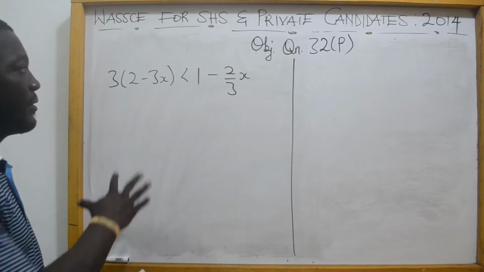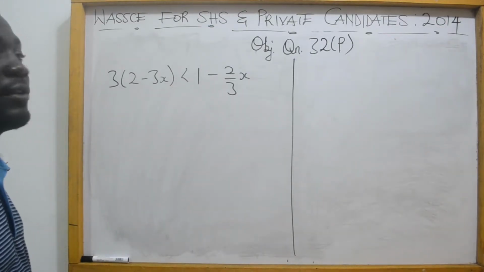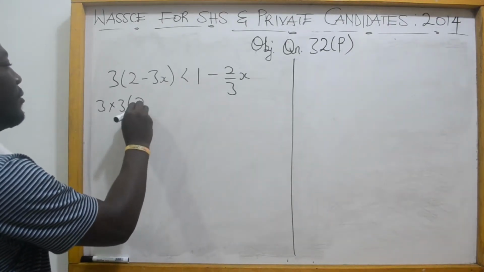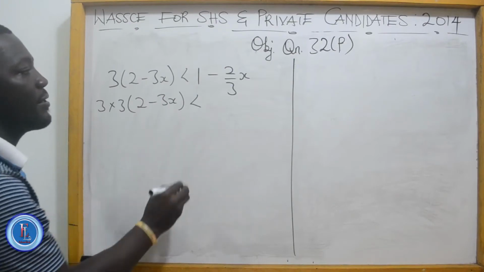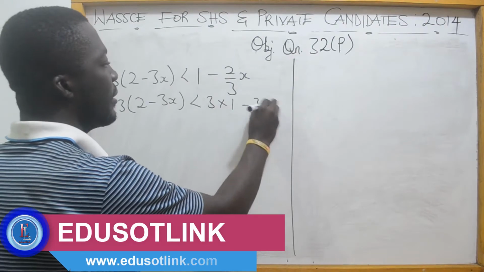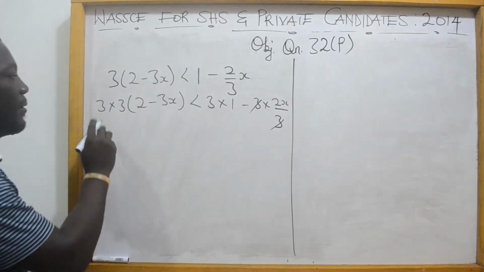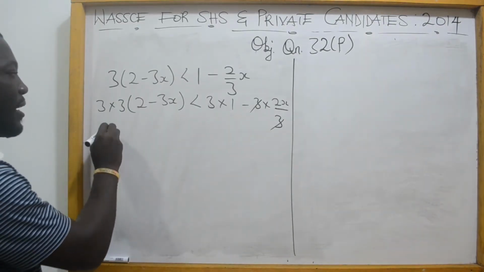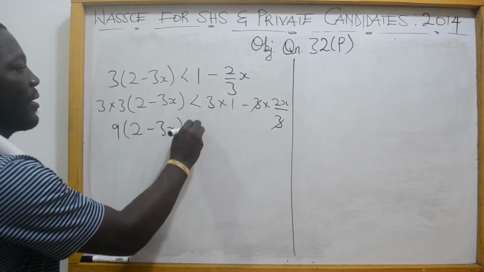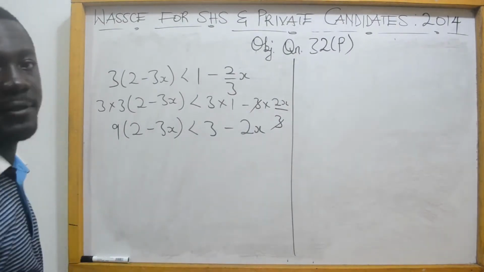So we multiply each of the terms we have, we have 3 terms, 1, 2, 3, by the least common denominator. So we are going to get 3 times 3 into bracket 2 minus 3x less than 3 times 1 minus 3 times 2x over 3. 3 will cancel 3. 3 times 3 is 9 here. So we get 9 into bracket 2 minus 3x less than 3 times 1 is 3 minus 2x.